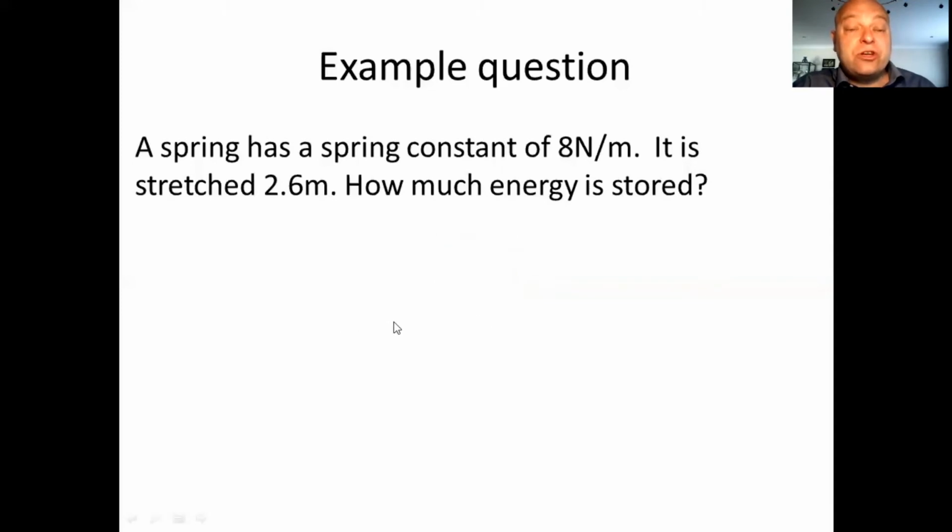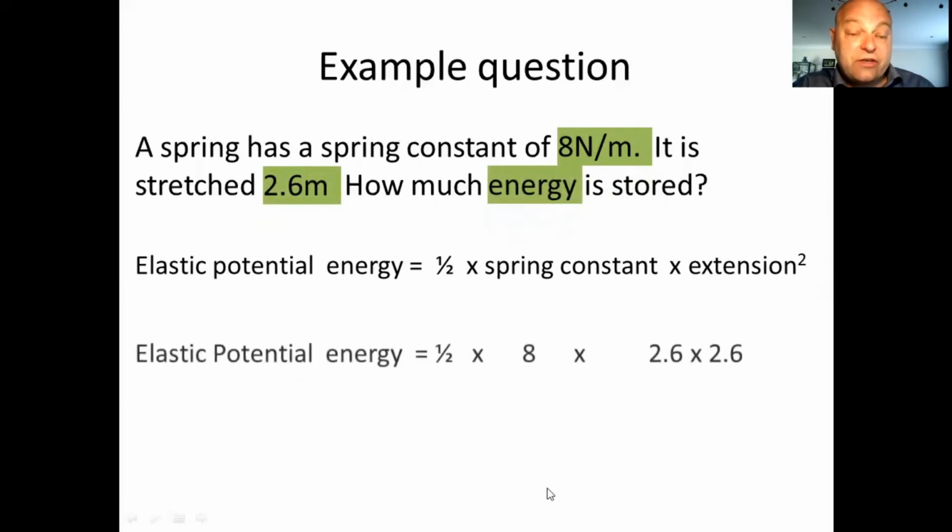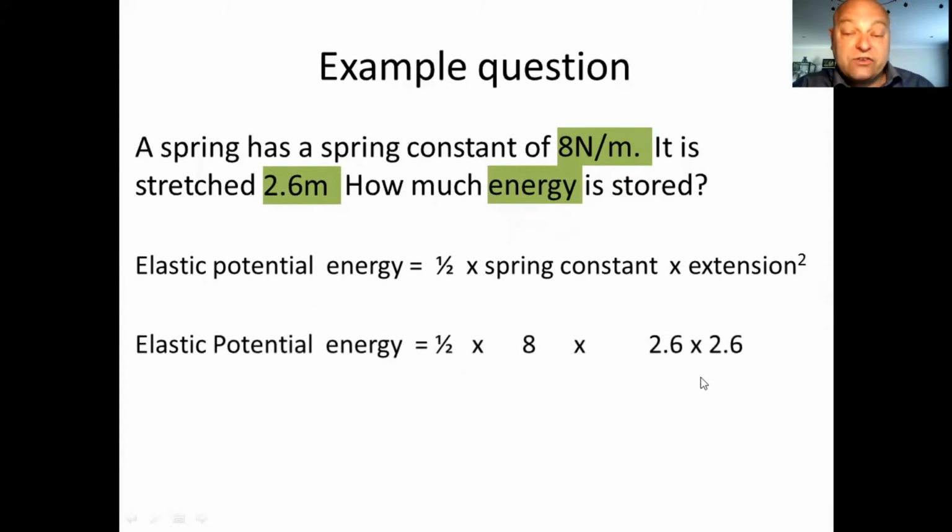Well, let's see what you should have done. You should have started off with the equation. You should have gone through the problem and highlighted what you know and find your unknown. So we know the spring constant is 8, the extension is 2.6, and energy is our unknown. Substitute those into your equation. So you can see half times 8 times 2.6 times 2.6. Remember, it is extension squared.